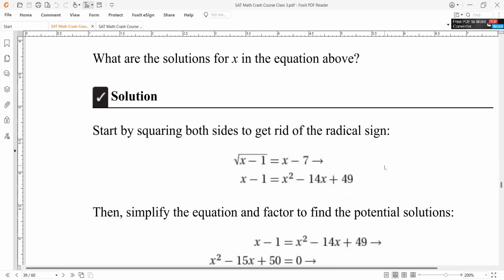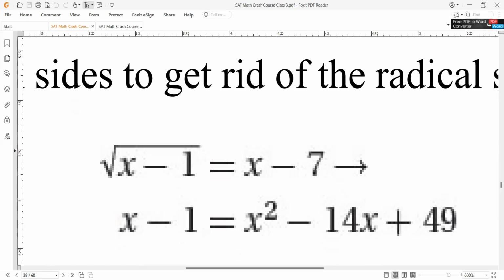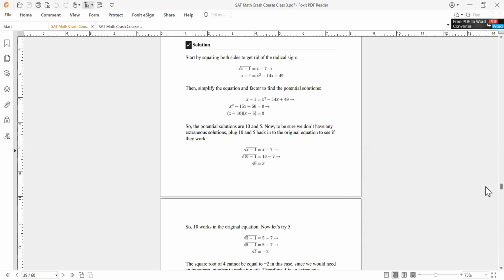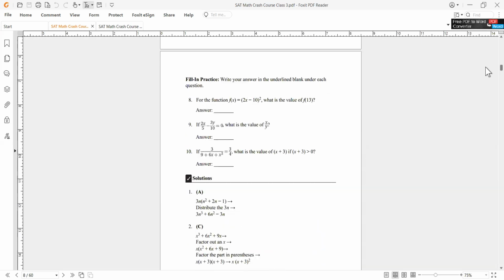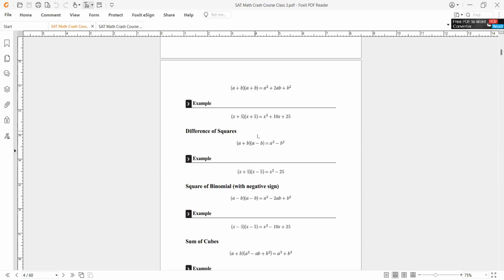How did you get plus 49? Because you are doing x minus 7 whole square. a minus b whole square is a square minus 2ab plus b square. So x minus 7 whole square is a minus b whole square. We are just going to stay on page 39. Page 39. Don't forget this. Please don't forget this.